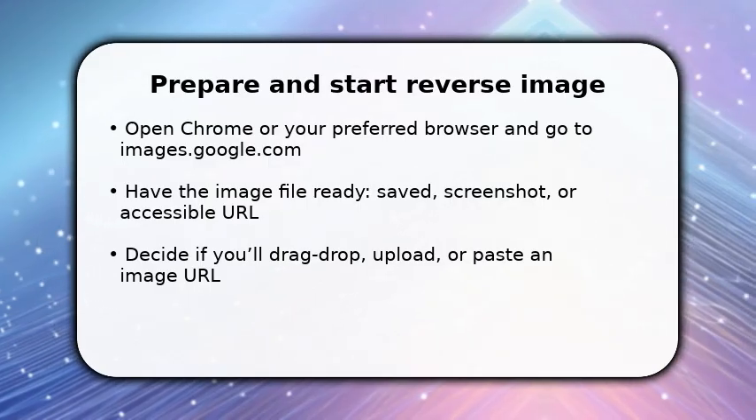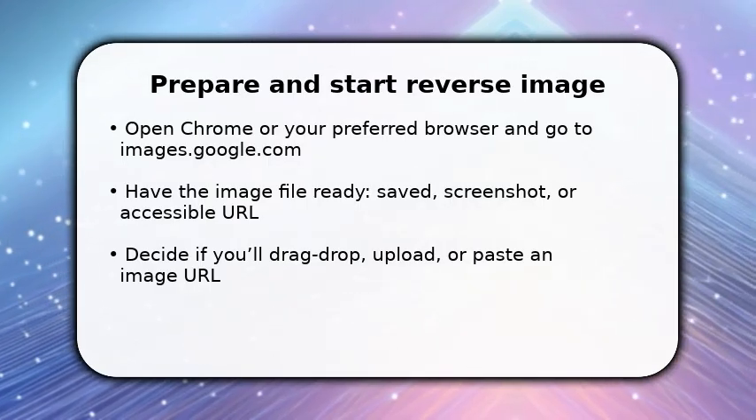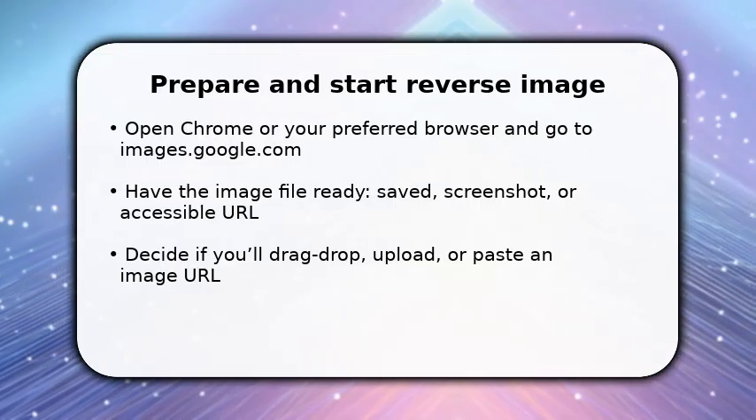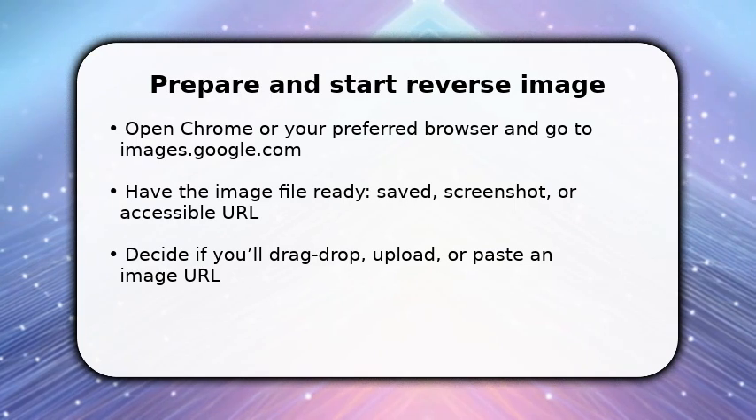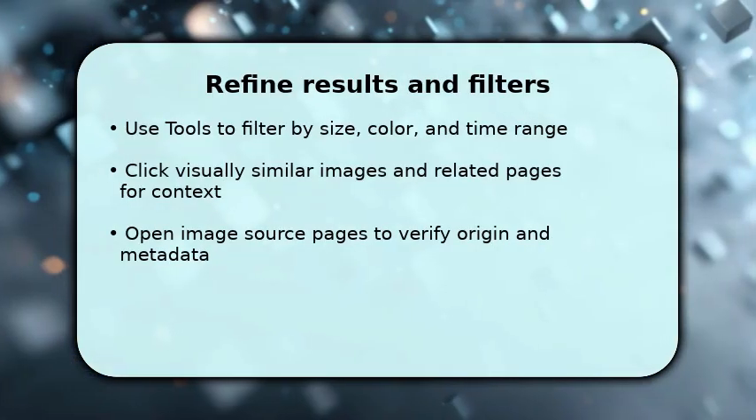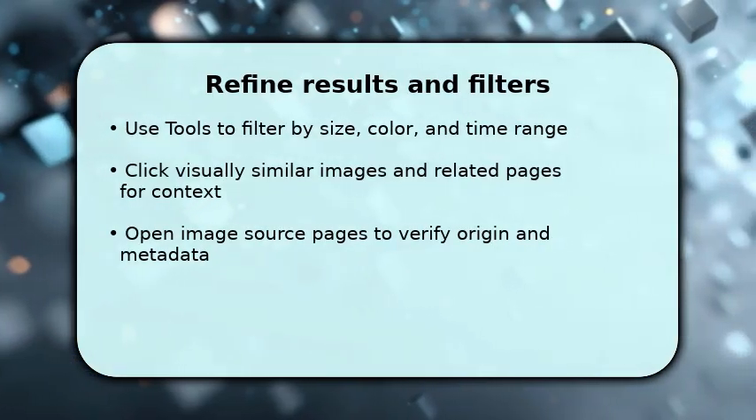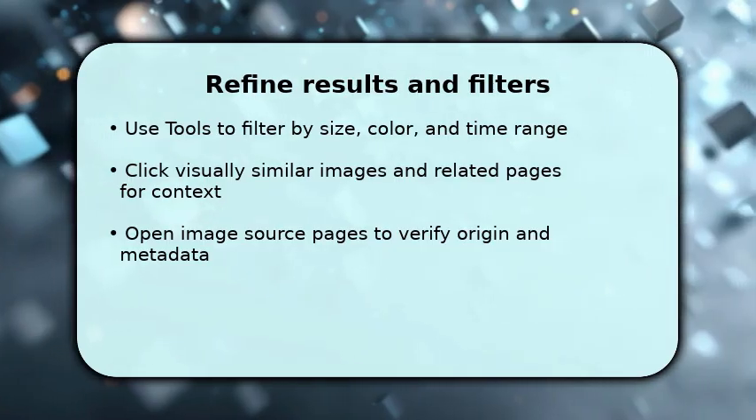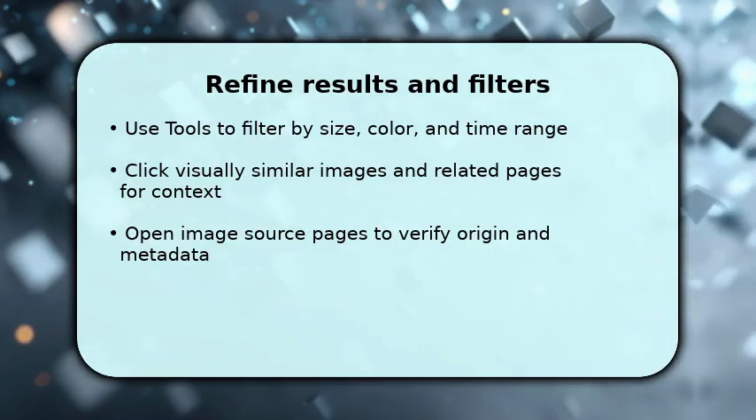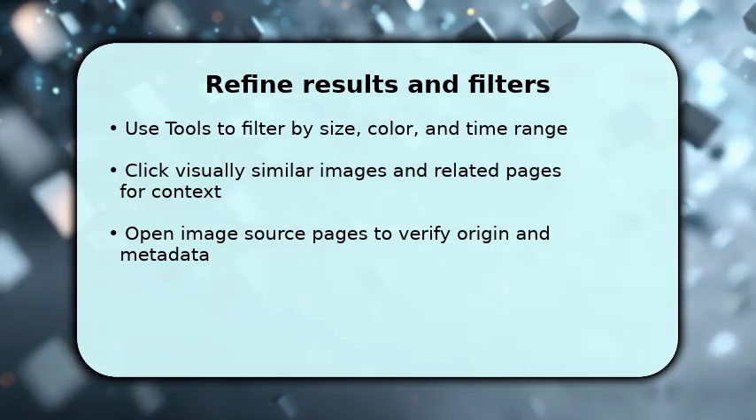Make sure the file is clear and uncropped so Google can read details like text, logos, or landmarks. Once Google shows results, focus on refining. Click Tools and pick Size, Color, or Time Range to reduce noise. You'll see visually similar images. Open a few to compare context, captions, and surrounding text. Make sure to check All Sizes if you need original resolution.